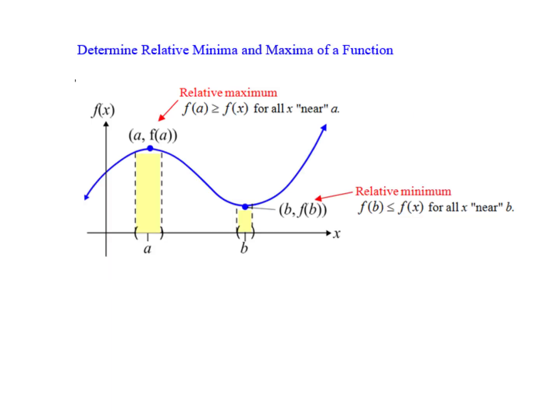Another characteristic of graphs are the relative minimum and maximum of a graph. Relative minima and maxima means that over a small interval section of the graph, you have a highest point or a lowest point. The highest point would be a relative max, the lowest point would be a relative minimum.